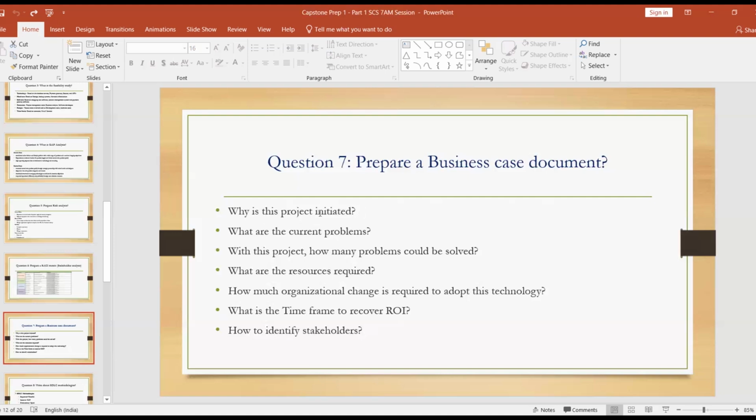This ultimately follows the business objectives as well as the business goals, so that everything is covered in this business case document. In a similar way, you have to prepare this business case document for the 7th question in your Word document.